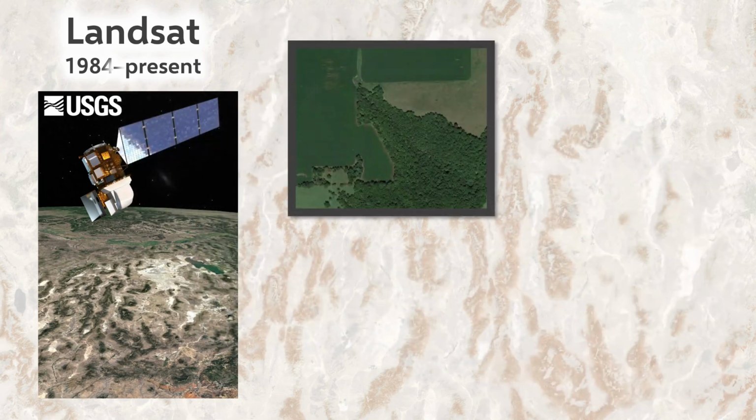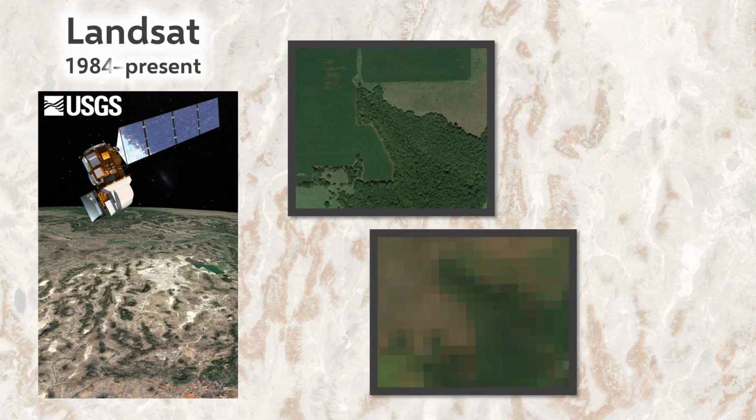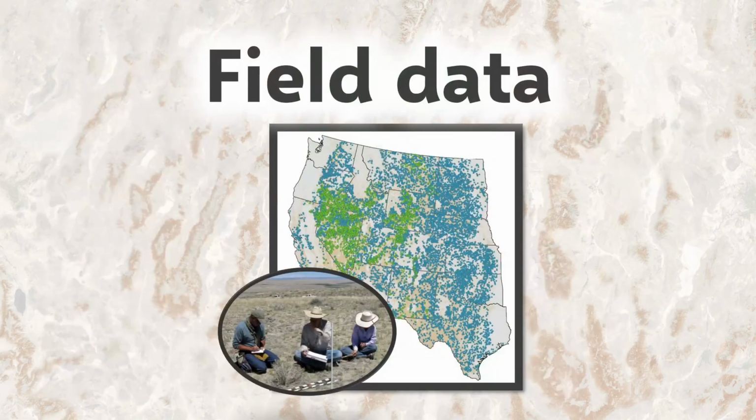Landsat is considered a moderately high spatial resolution satellite. It's 30-meter spatial resolution, which means that each pixel in the image equates to 30 by 30 meters on the ground, which is roughly the size of a baseball diamond. This is a powerful dataset, but at the same time, it doesn't tell us about the vegetation types that are on the ground. And for that, we need field data.